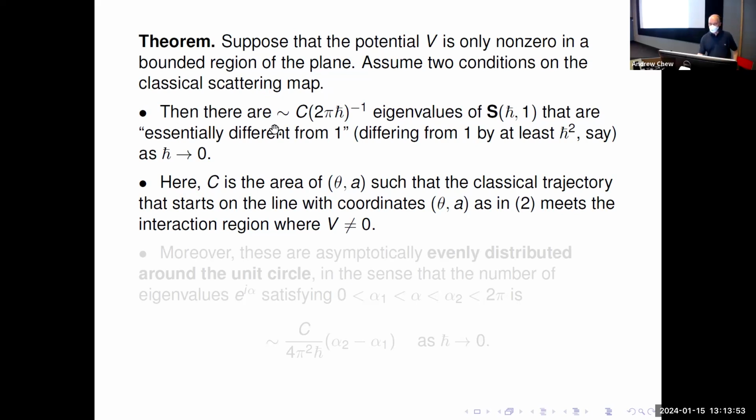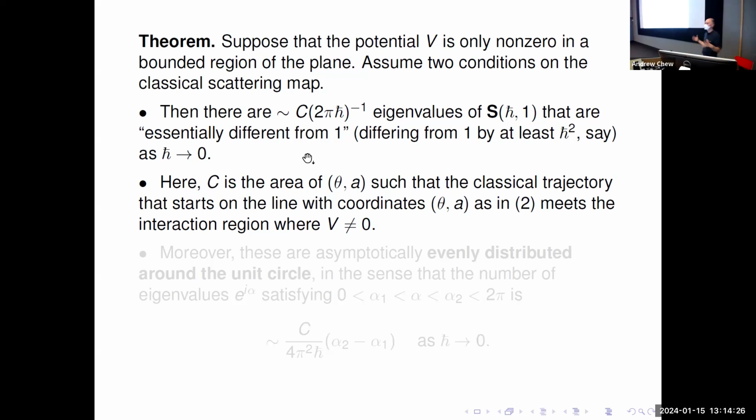But what can we say? Well, remember the eigenvalues are on the unit circle, but there are infinitely many of them. So we distinguish the ones that are close to 1 from the ones that are not close to 1. And we can say that there's a finite number, which is about c times 1 over 2 pi h bar, that are not close to 1. So they differ from 1 by at least h bar squared, for example. And c is actually a geometric constant.